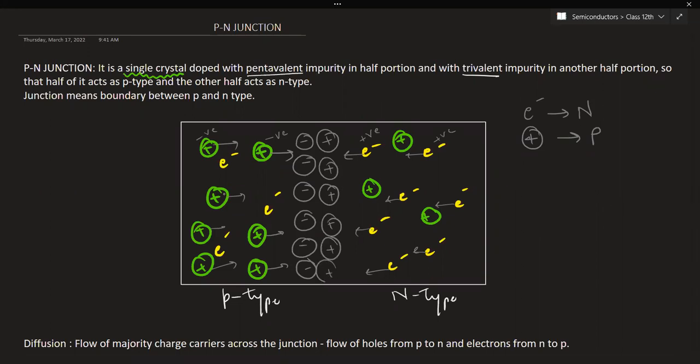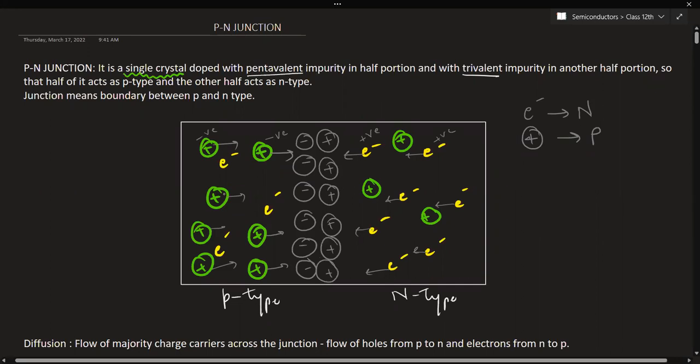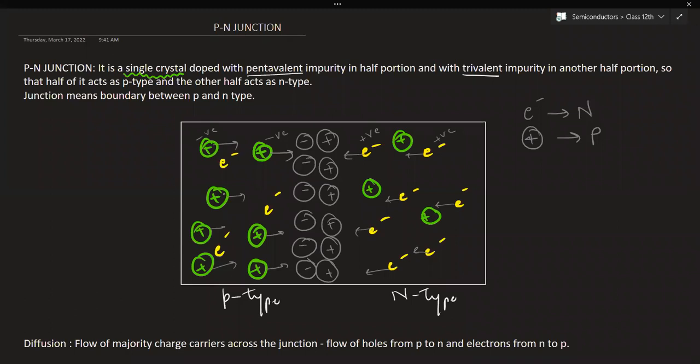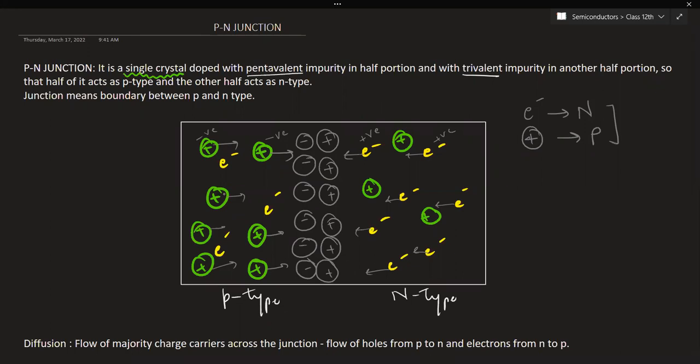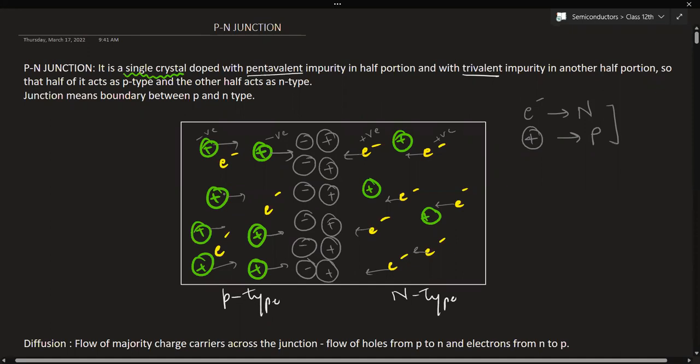Like this. So this phenomenon, when the majority charge carriers move, means the holes from the P-type move to the N-type and the electrons move from the N-type to the P-type. When the majority charge carriers move, this process is known as diffusion. That is what has already been written: flow of majority charge carriers across the junction, so flow of holes from P to N and electrons from N to P. This phenomenon is known as diffusion.